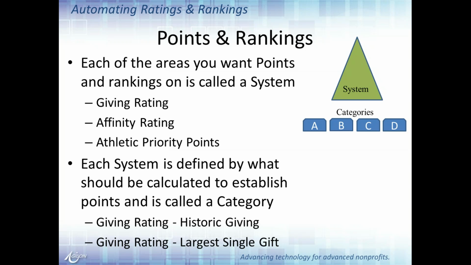Underneath the system, we have our categories. So for example, our system of giving rating might be made up of individual scores that identify their historic giving or their largest single gift, which would all have different points. All of those totals would then roll up into a single giving rating score.